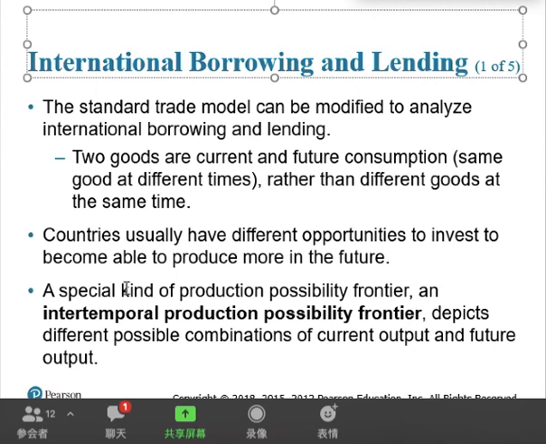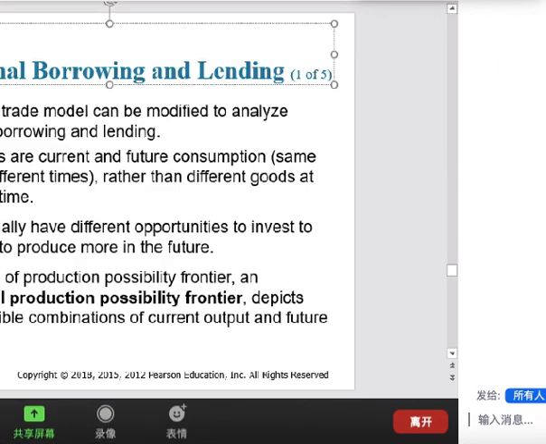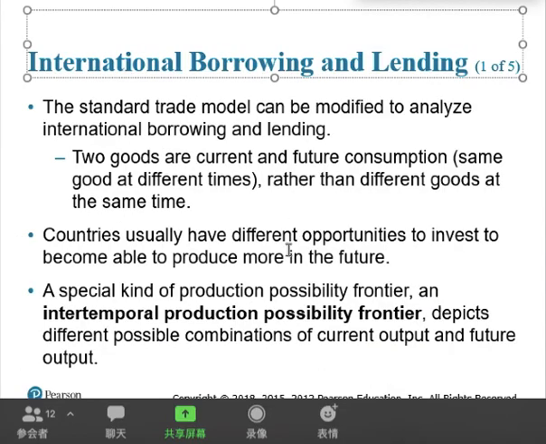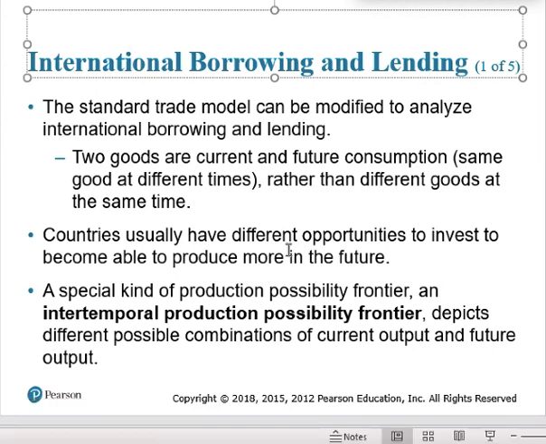In order to set this up, we simply borrow something we have learned in this chapter, a similar type of setup, and then we analyze different goods. Here we analyze future goods and current goods. Countries usually have different opportunities to invest to become able to produce more in the future. So you have a choice to produce now, or a choice to produce in the future. So what happens if you want to consume now?